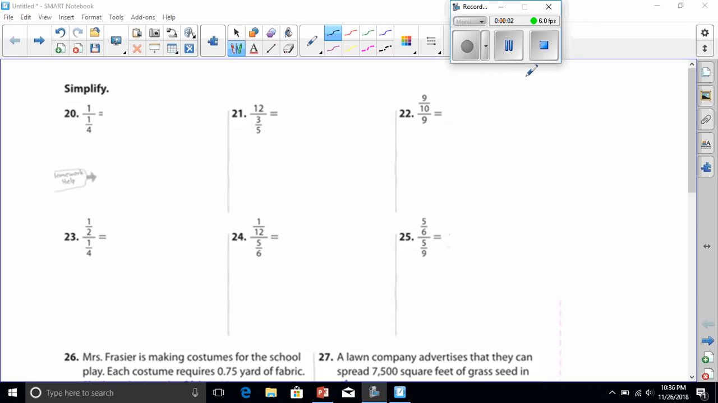All right, everybody, tonight we're going to be doing the homework for complex fractions and unit rates. As usual, I'll take on all the odd ones.